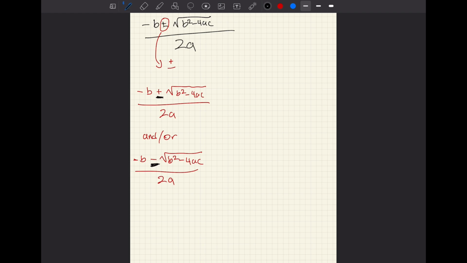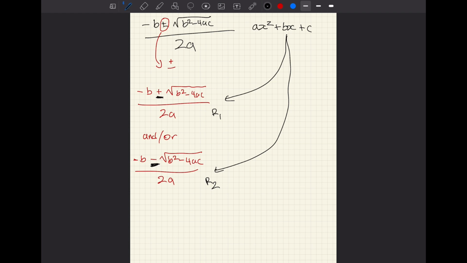With the standard form ax squared plus bx plus c, we need to incorporate that into the first to find root 1. We need to incorporate it into the second to find root 2. And then the product of these will equal c on a, and the sum of these will equal b on a.